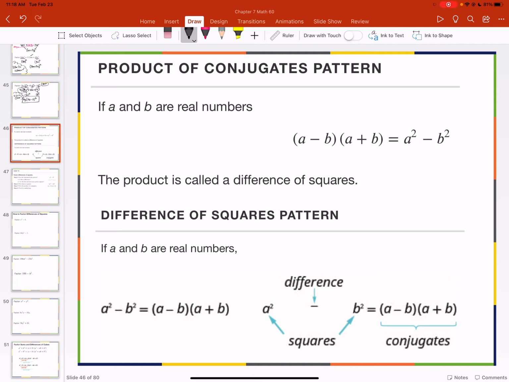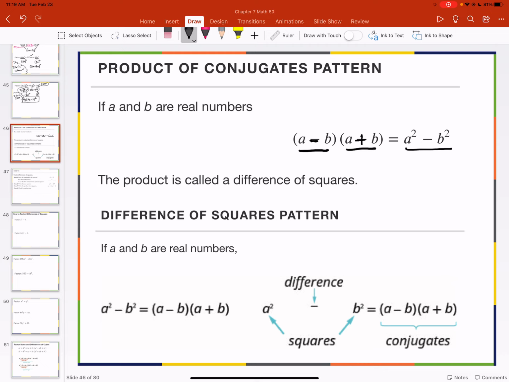Okay, so let's look at this product of conjugates pattern. Let's say you have A and B real numbers. If we were to multiply a binomial and its conjugate, remember that the conjugate is just the same binomial except the sign changes, okay? If you multiply that out, you get A squared minus B squared, and it's called a difference of squares.